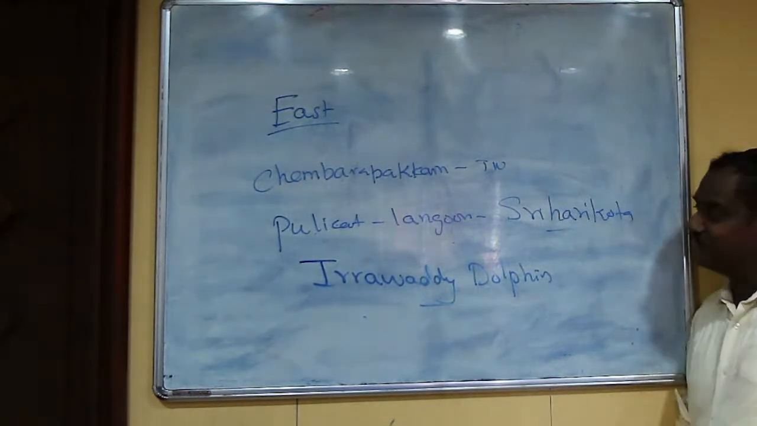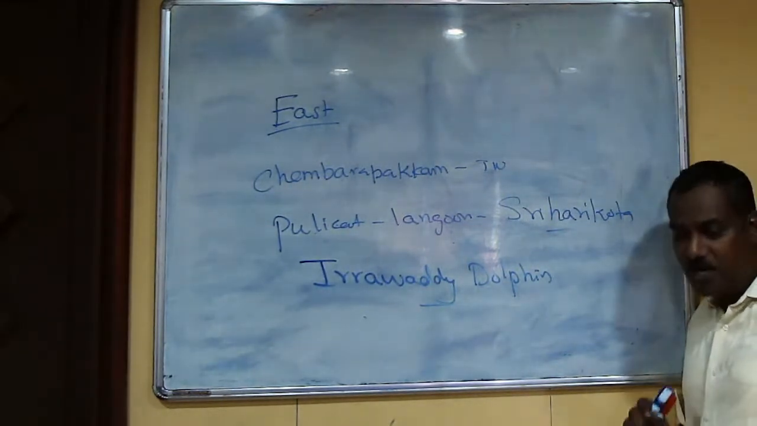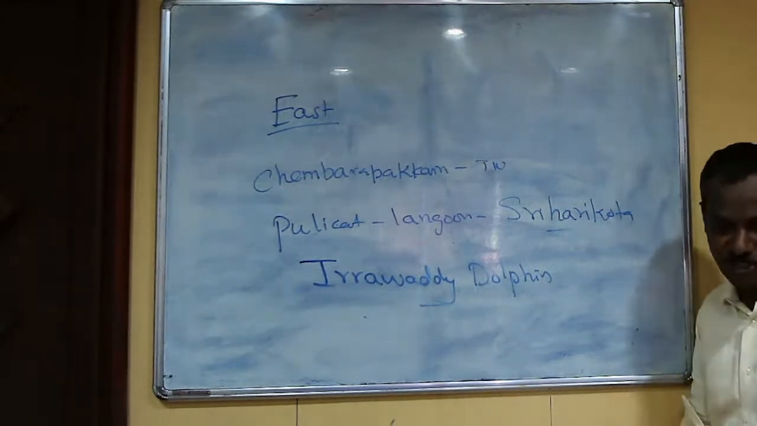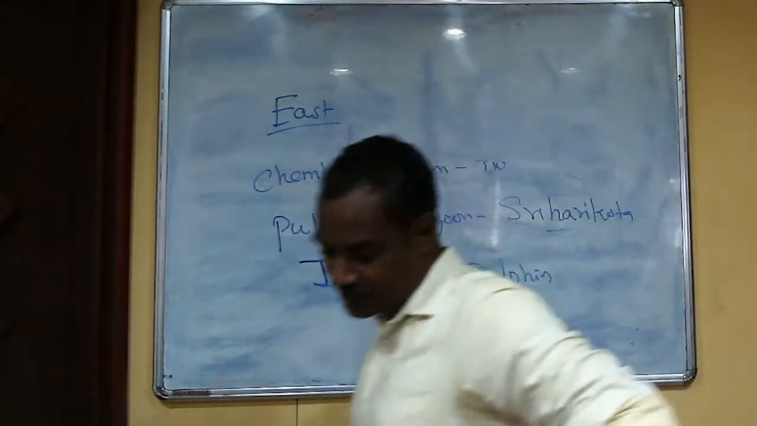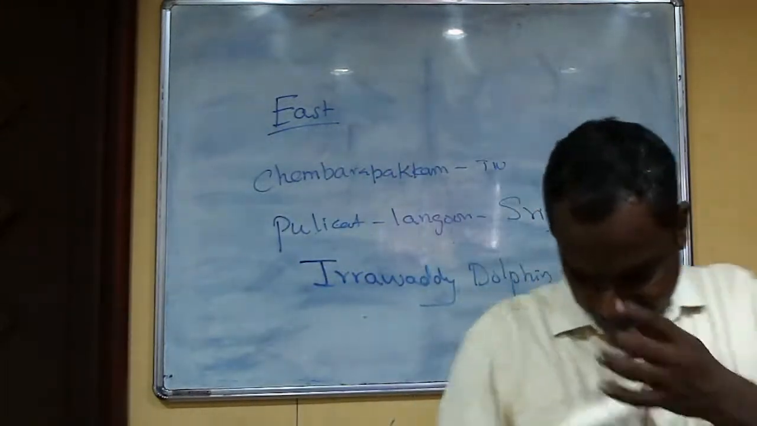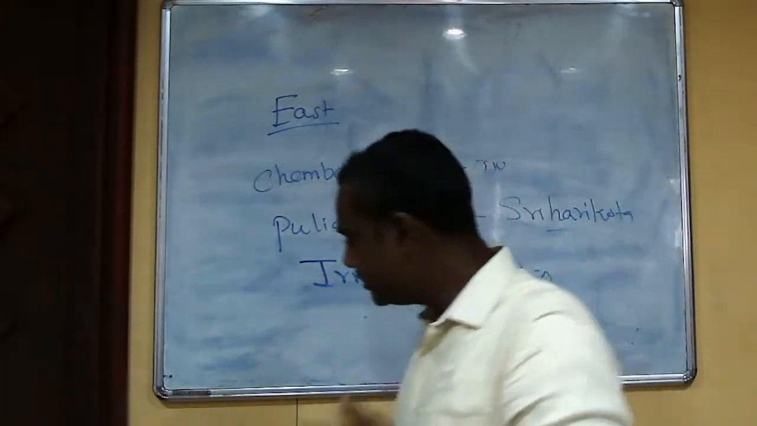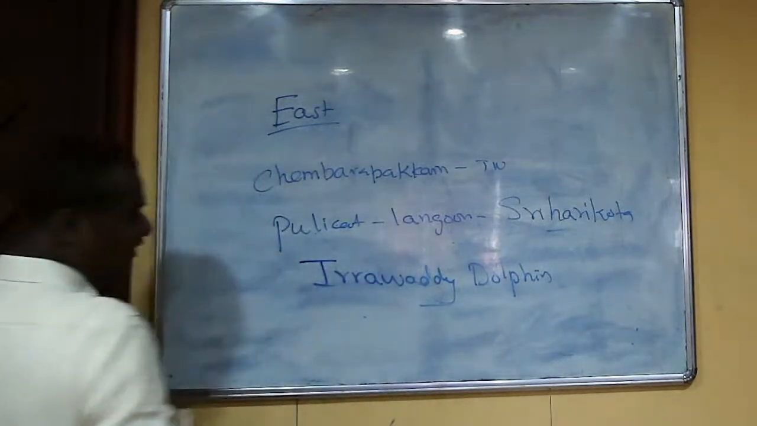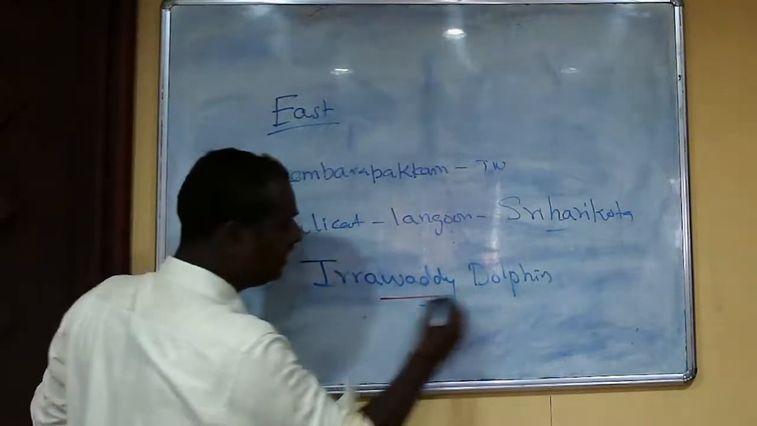No, it's not Ganges. It is Irrawaddy dolphin. It is found in one and only Chilka. Answer is Chilka. Irrawaddy dolphin is found only in Chilka.